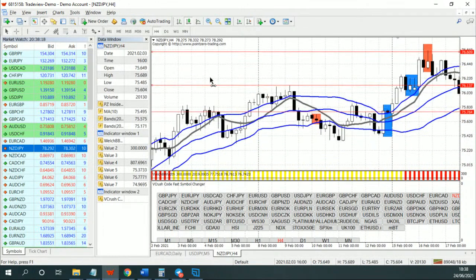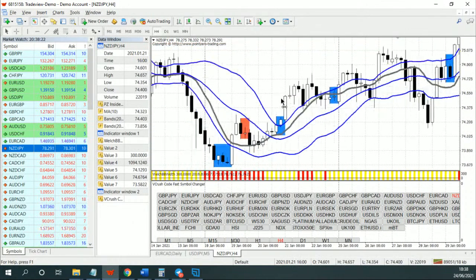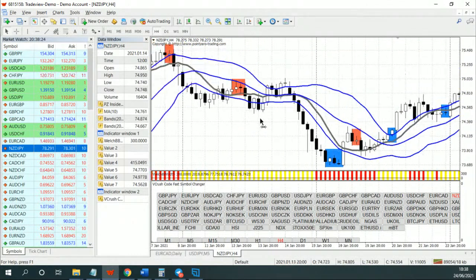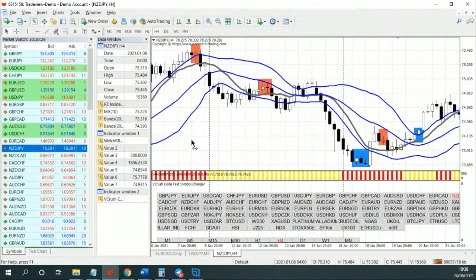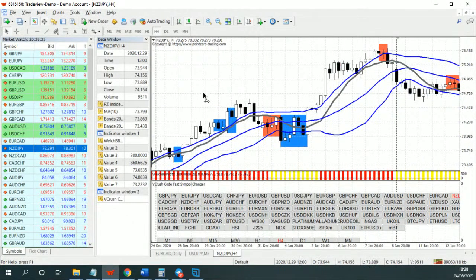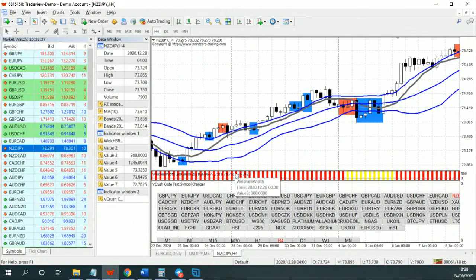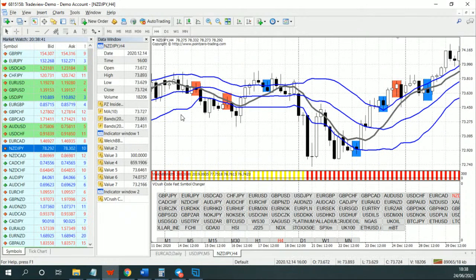So for MT5, you might have to check out if there's an alternative. I know for the TradingView platform, there is something, BB width in the TradingView platform. There is something there. So this is the closest you can get to this indicator.